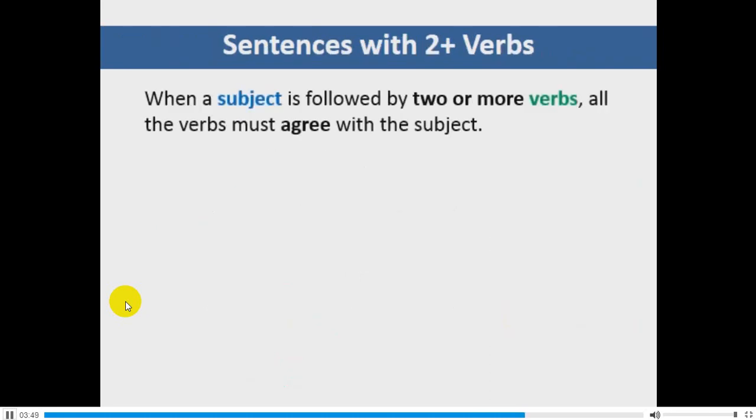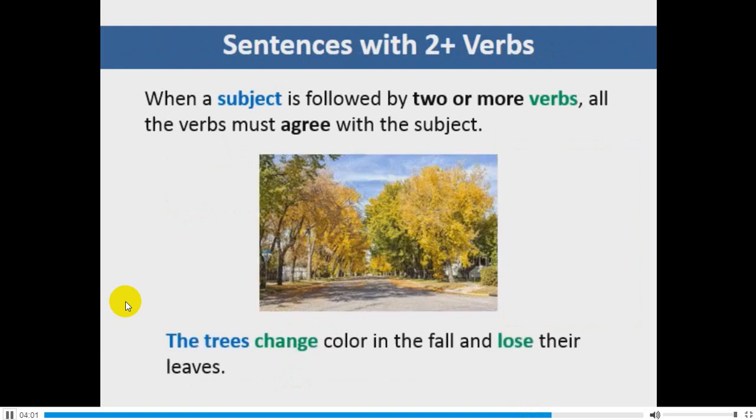Sentences with two or more verbs. When a subject is followed by two or more verbs, all of the verbs must agree with the subject. Listen to the example. The trees change color in the fall and lose their leaves. Notice how the verbs change and lose agree with the plural subject, trees.